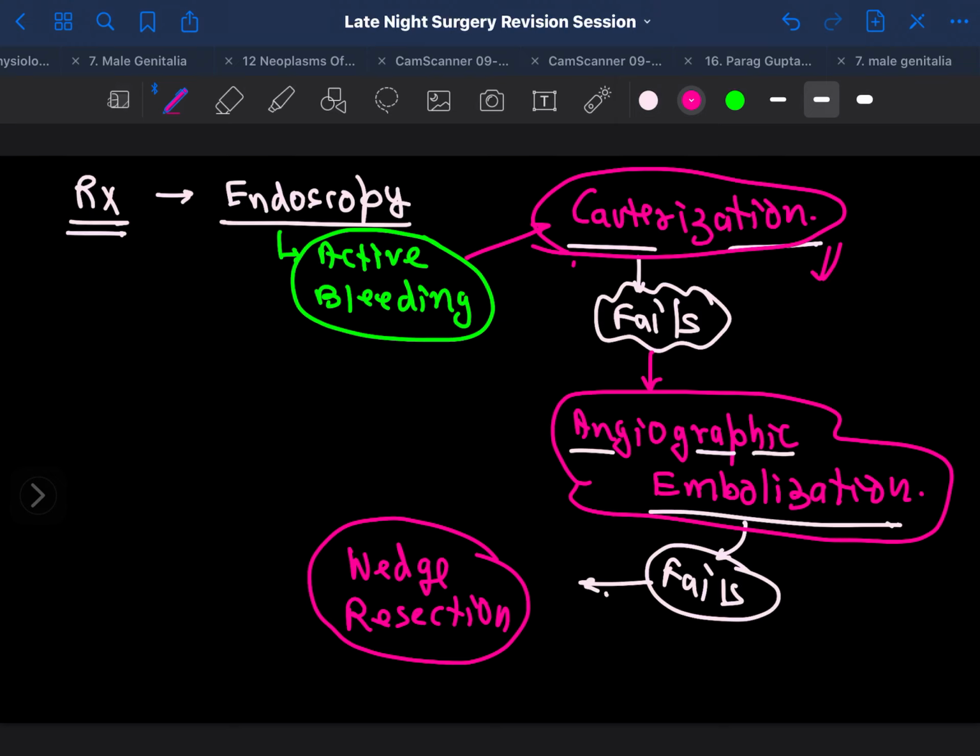First step is always you have to go in for a cauterization. You have already done an endoscopy. You're seeing a bleed. Just try to cauterize it. If it fails, you try to go in for an angiographic embolization. If that also fails, you have to go in for a wedge resection.